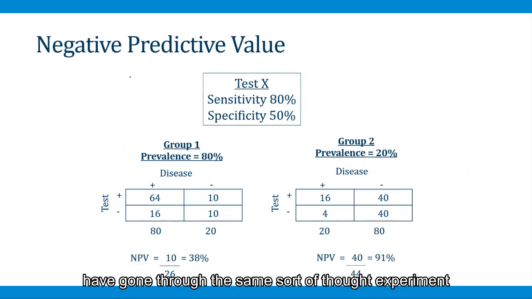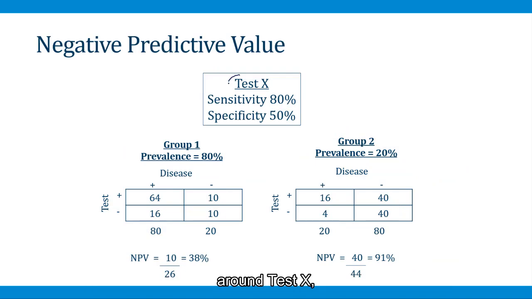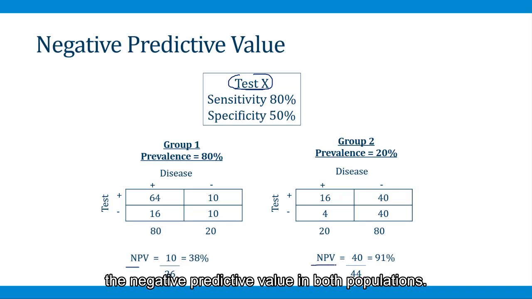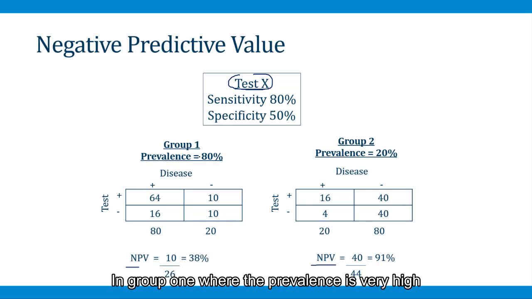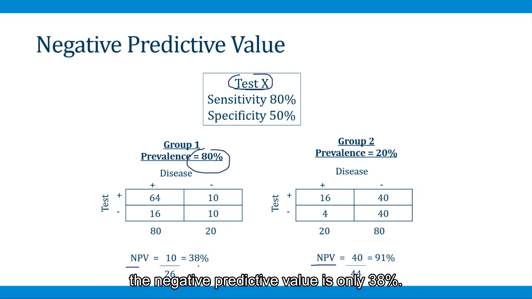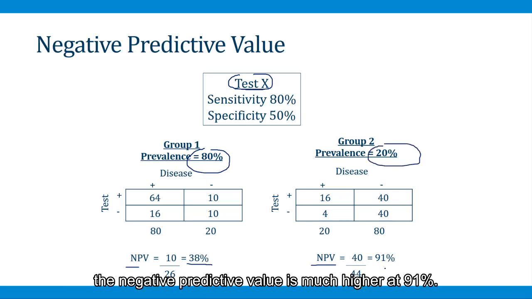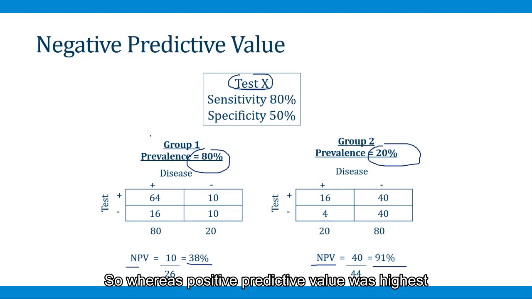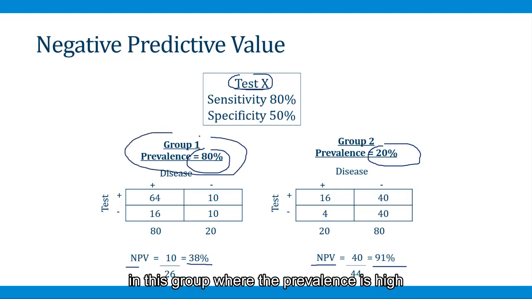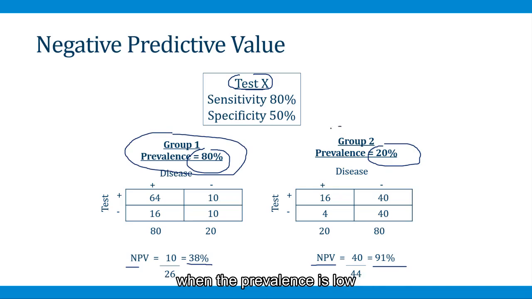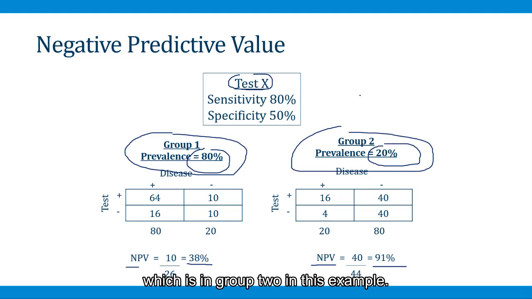On this slide, I've gone through the same sort of thought experiment around test X, but in this case, I've calculated the negative predictive value in both populations. In group 1, where the prevalence is very high, the negative predictive value is only 38%. But in group 2, where the prevalence is much lower at 20%, the negative predictive value is much higher at 91%. So whereas positive predictive value was highest in this group where the prevalence is high, negative predictive value is higher when the prevalence is low, which is in group 2 in this example.